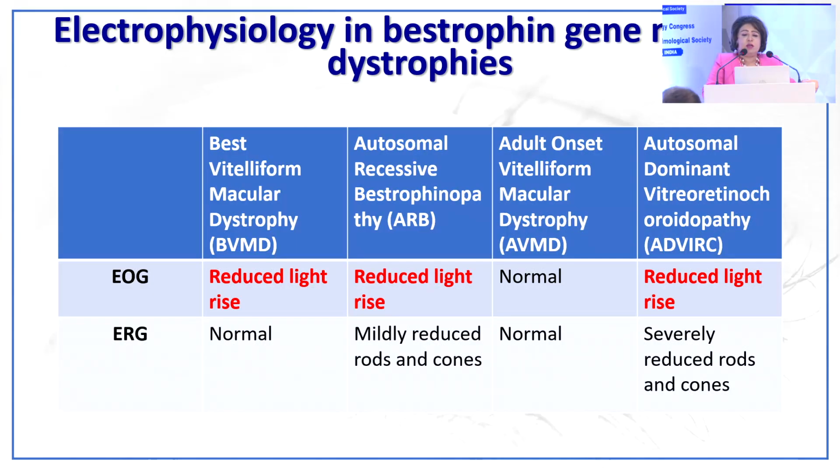Arden ratio is 1.33. So this is the chart. This chart is very important. The first one is dominant Best. The second one, autosomal recessive bestrophinopathy, is recessive Best. And the third one is the important adult onset macular dystrophy. In dominant Best, EOG is reduced and ERG is normal. In recessive Best, that is autosomal recessive bestrophinopathy, both ERG and EOG are reduced. I have written mildly, but it is not mild, both are reduced. And in the third one, adult onset, both are normal.